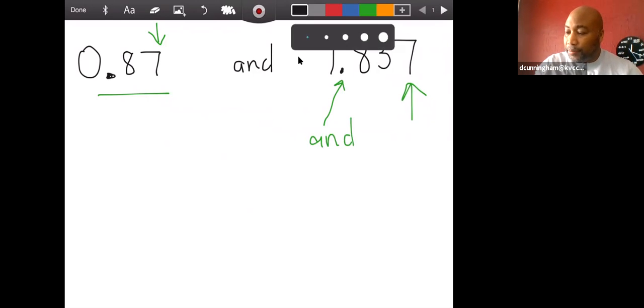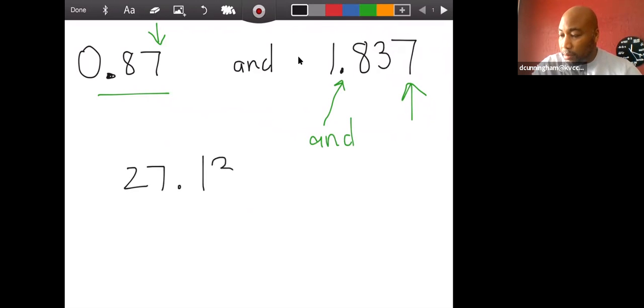Let's look at another one. So let's look at this number. How will we say it? 27 and 13 hundredths. Again, that 3, that last piece, tells us the place value that we're going to end up saying. So we say 27 and, as a decimal, 13 hundredths.